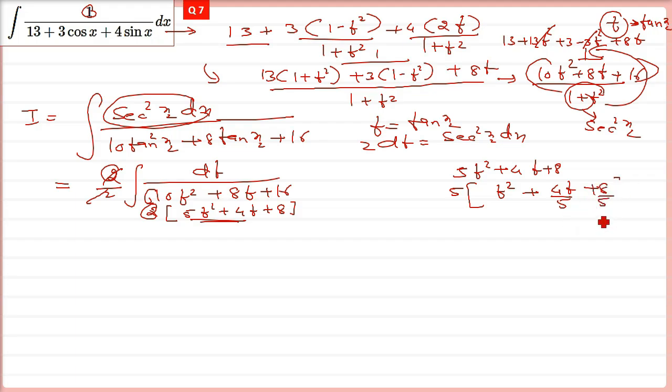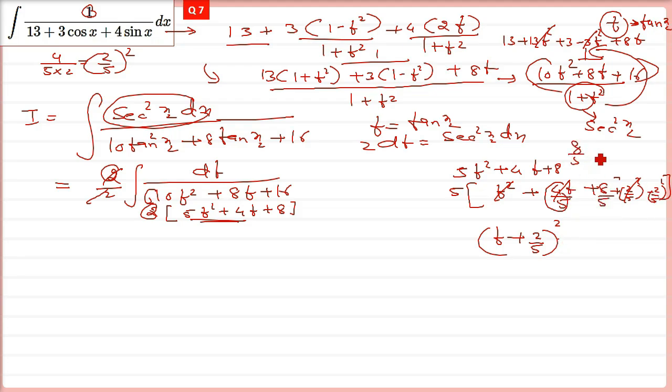In order to make it a perfect square, take the coefficient of t, which is 4 by 5. Divide it by 2, you will get 2 by 5. Square it and add it and subtract it. So plus 2 by 5 whole square and minus 2 by 5 whole square. So what do we get? a square plus b square plus 2ab. t square plus 2 by 5 whole square plus 4t by 5 is a square plus b square plus 2ab. So it is t plus 2 by 5 whole square. Now the other term which is remaining is 8 by 5 minus 2 by 5 whole square.